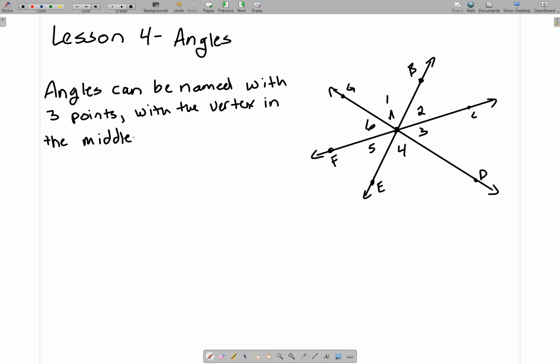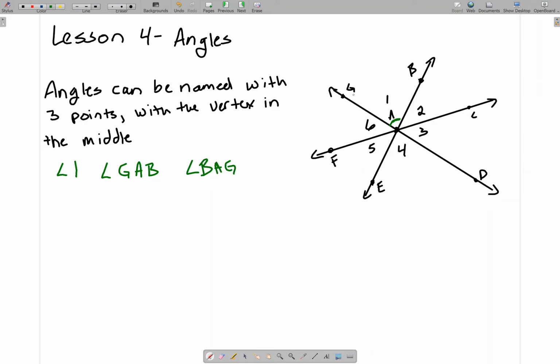So an example here, this angle right here, and I'm going to mark that with a different color. I'll mark it with green. So the green angle that I'm marking right there, that can be named a few different ways. I can call it angle 1 because I have a 1 in there. I can also call it angle GAB or angle BAG.